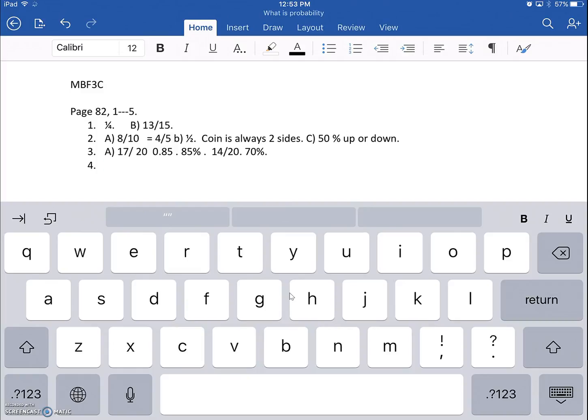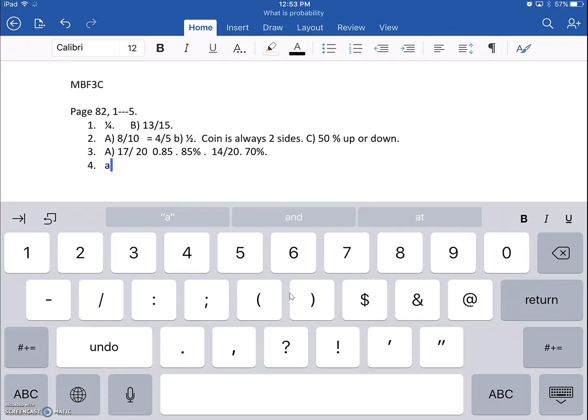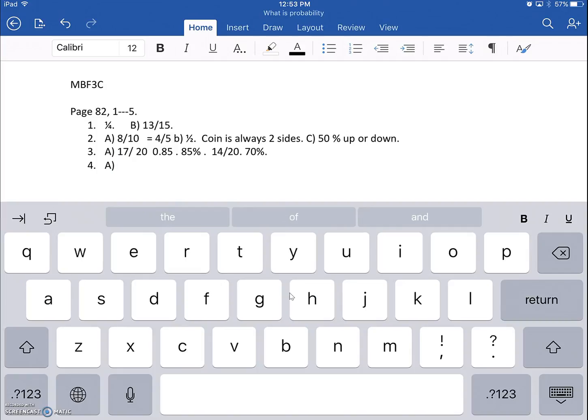So part a: determine the probability of each outcome.